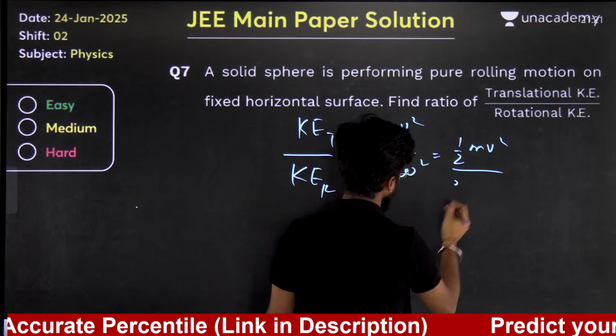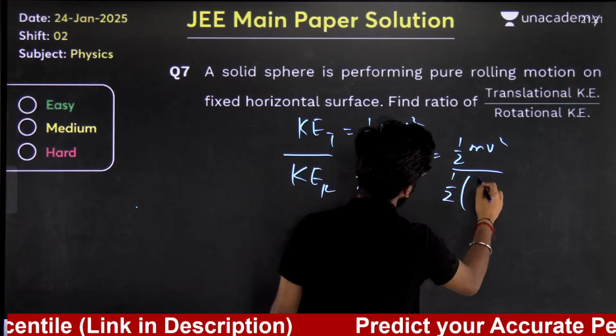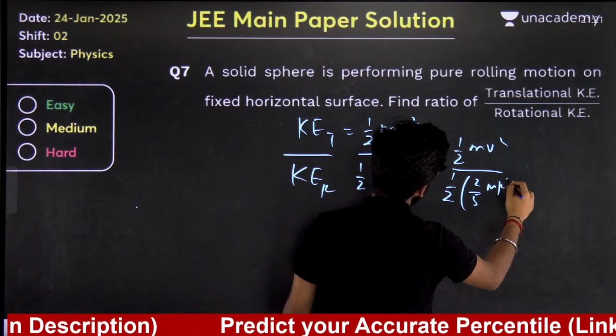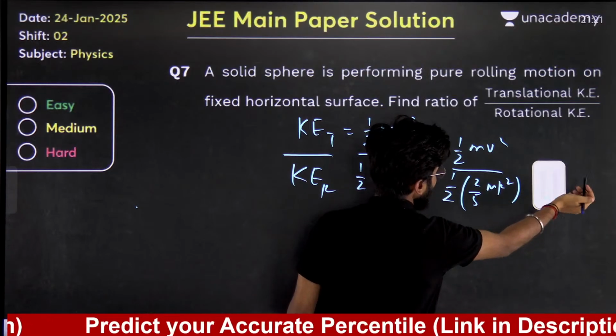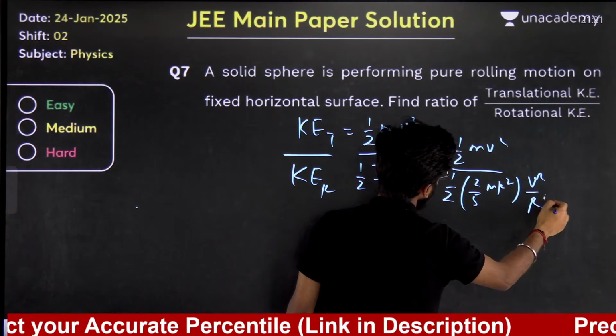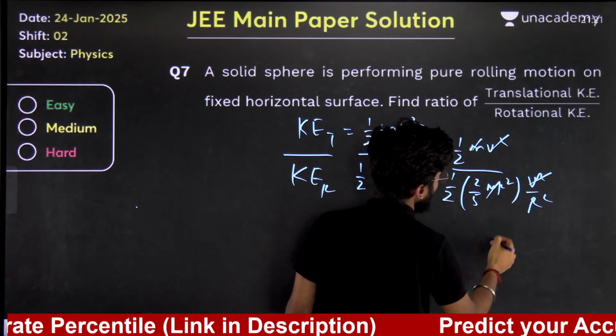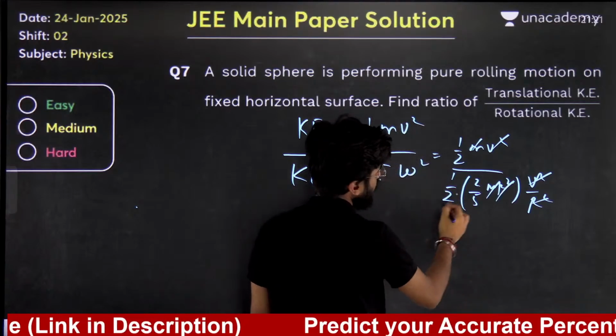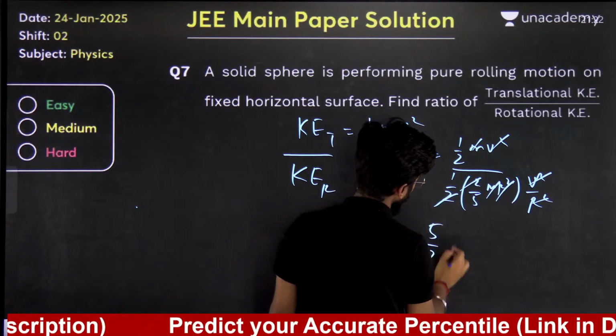It is 2 by 5. So 1 by 2 into 2 by 5 mr square into v is what? Omega by r. Sorry, omega is what? V by r. So v square by r square. V square got cancelled, m got cancelled, r square got cancelled, 2 got cancelled. We will be left with 5 by 2. This is the final answer.